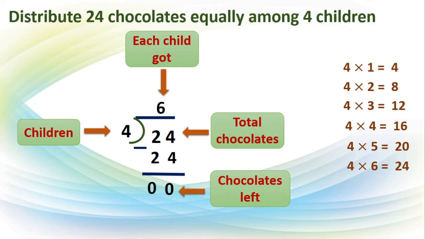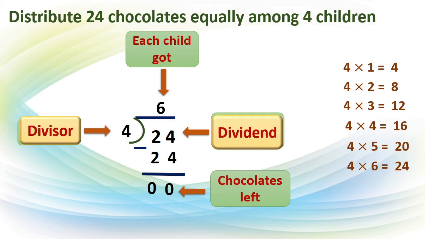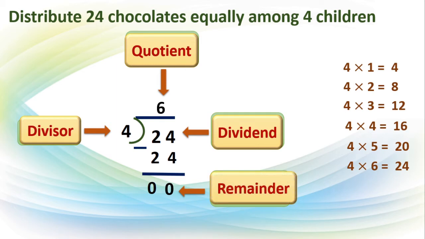Yes, dear children, these have names in the division method. So here 4, the number by which we are going to divide the total, that is called the divisor. Okay. The number that we want to divide is called the dividend. And the answer whatever we got, that is nothing but the quotient. And what remained, that is nothing but the remainder. Got this? These names are fixed. You know this, right?